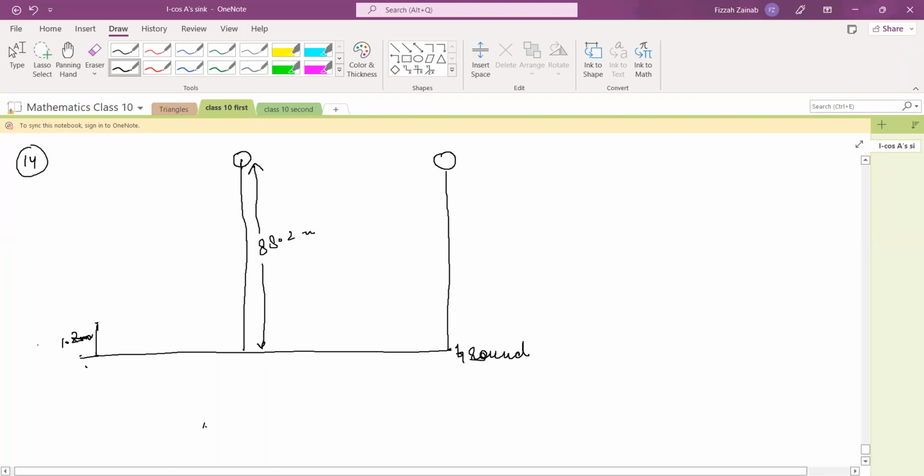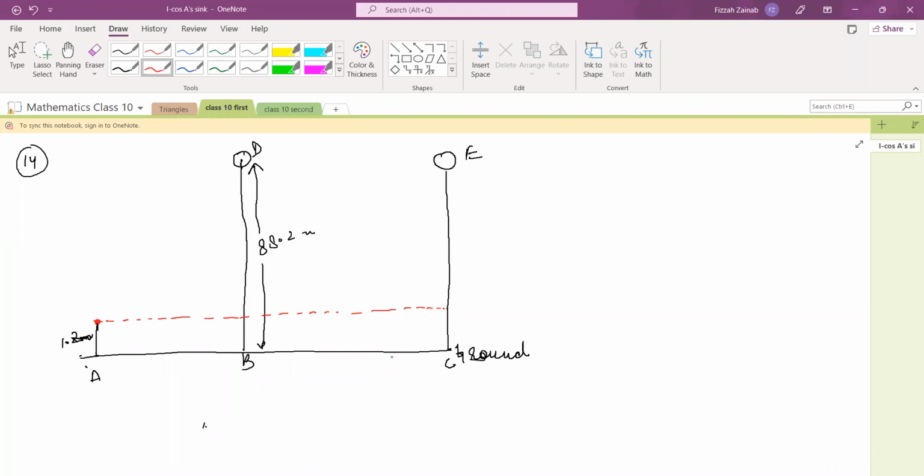If I give it some names, let me call it A, B, C. This is my D, this is my E. Now the girl is standing, so this is the eyes of the girl. Where is the horizontal level? The horizontal level will be this one, not the ground. From this level, all the angles will be taken now. The angle of elevation of the balloon from the eyes of the girl at any instance is 60 degree. So first it was 60 degree from here.